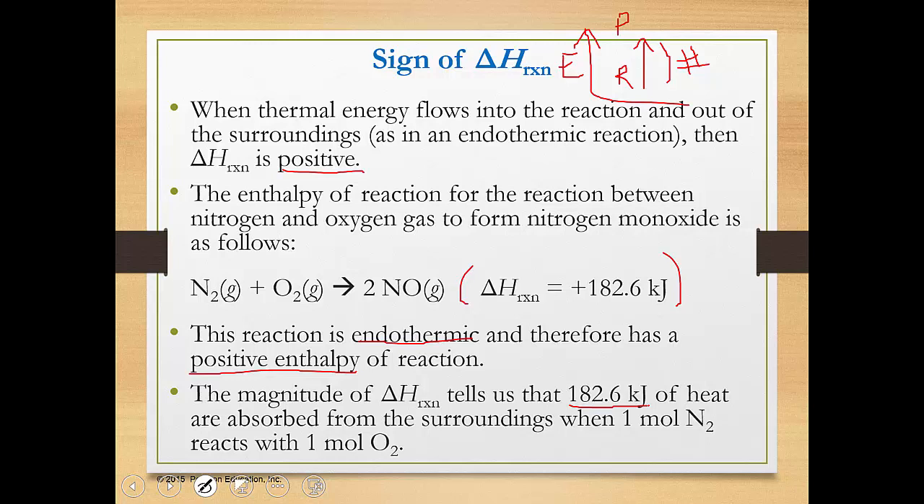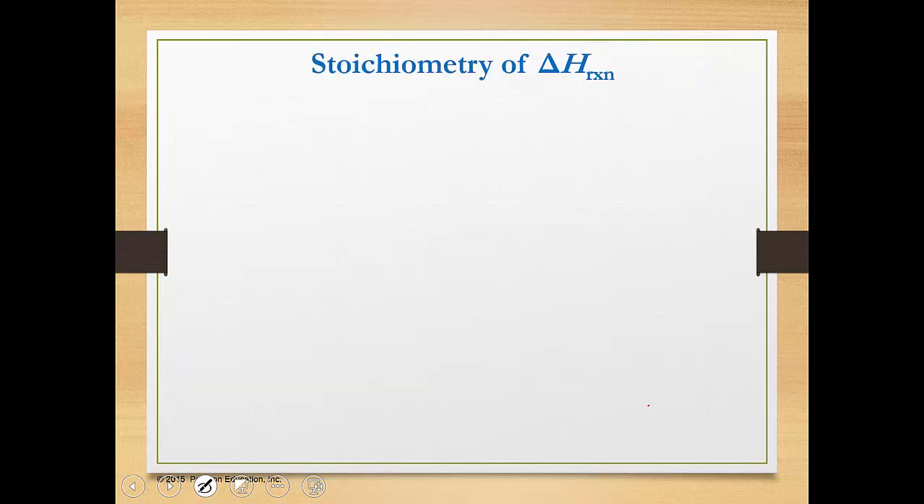Now notice, these are based on balanced reactions. So this delta H of reaction is based on the balanced reaction as given. So that means I have to have 1 mole of nitrogen reacting with 1 mole of oxygen, so on and so forth. If I change that number of moles, I change the enthalpy of reaction. I increase or decrease that kilojoule value. So that leads to stoichiometry again, which is what this chapter is all about.